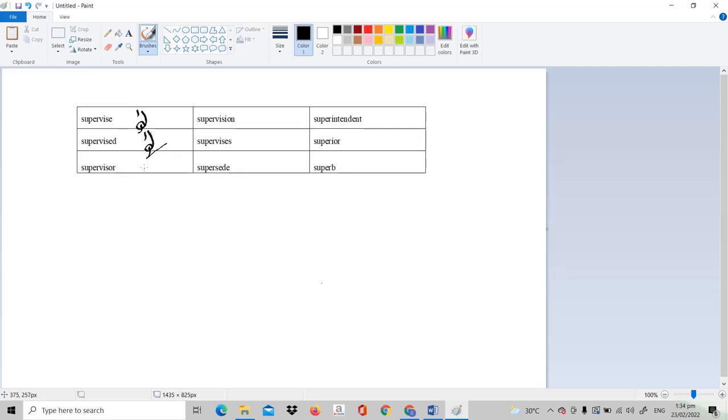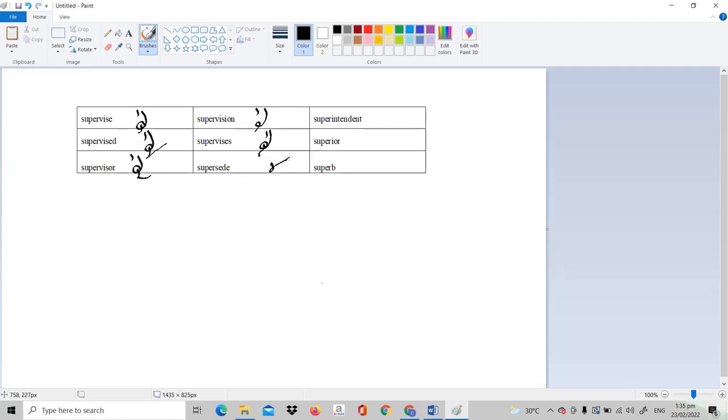Vice and super. Visor. And we have super. Next, supervision. Supervision. Tama ba yung sinusulat ko? Yes, tama. Next, supervises. Supervises. Wait. Yan, supervises. Next, supersede.